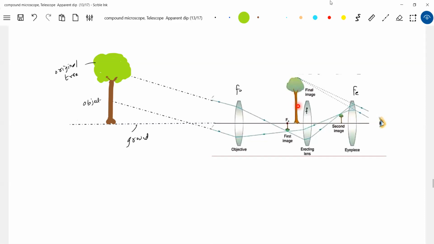Of course, the final image is formed not at the least distance of distinct vision, or at infinity. If the rays come parallel, it will be comfortable viewing. So we can use a terrestrial telescope like this also. It's not compulsory that it should be normal adjustment, but usually we prefer normal adjustment.